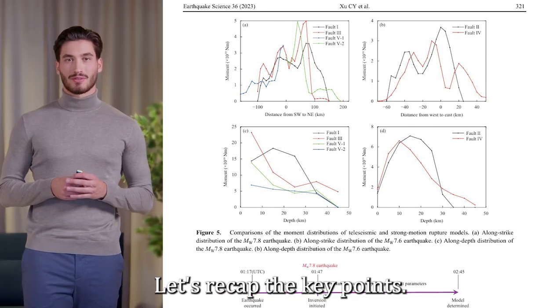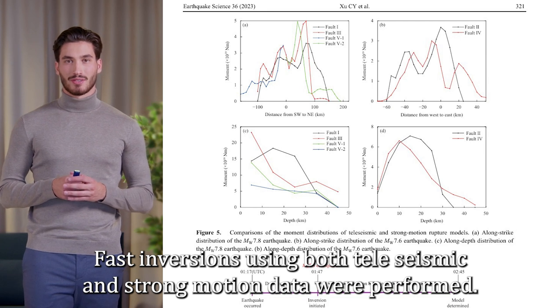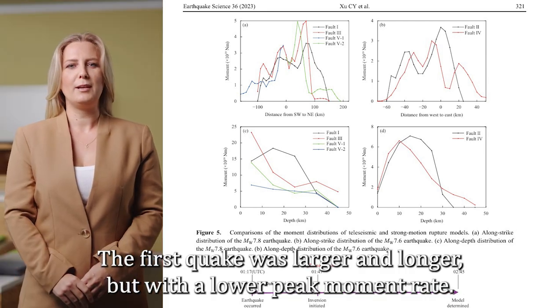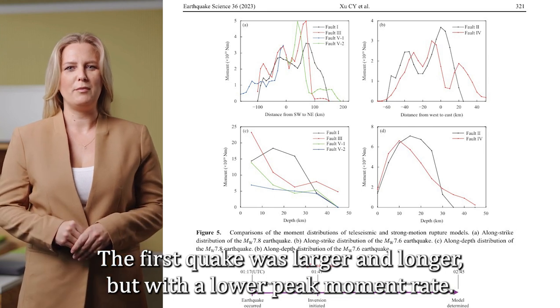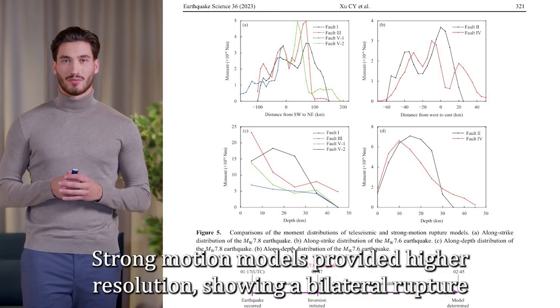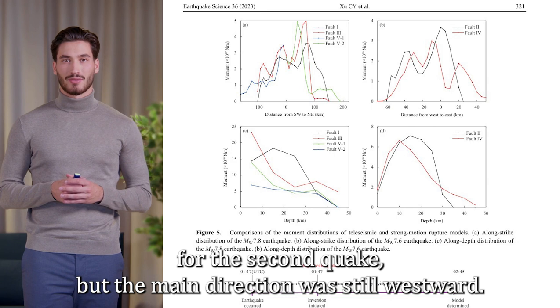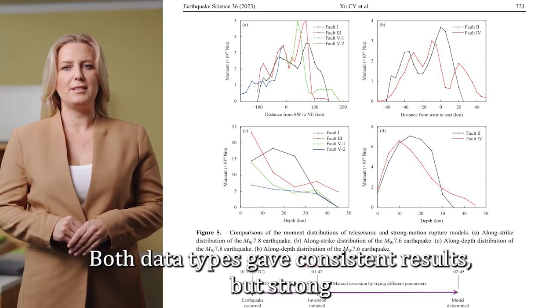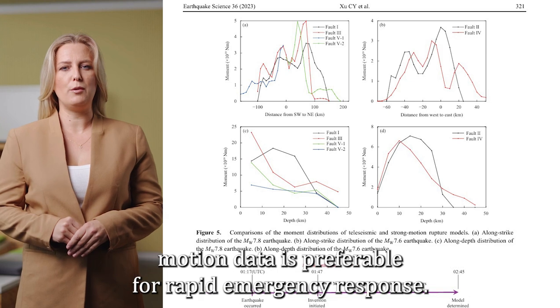Let's recap the key points. Fast inversions using both teleseismic and strong motion data were performed. The first quake was larger and longer, but with a lower peak moment rate. Strong motion models provided higher resolution, showing a bilateral rupture for the second quake, but the main direction was still westward. Both data types gave consistent results, but strong motion data is preferable for rapid emergency response.